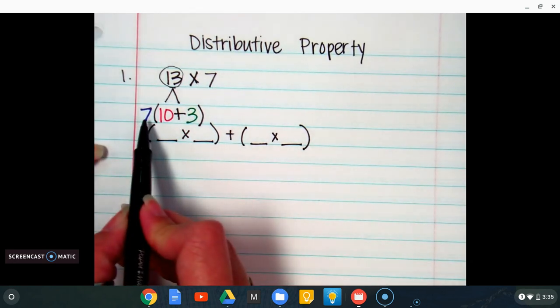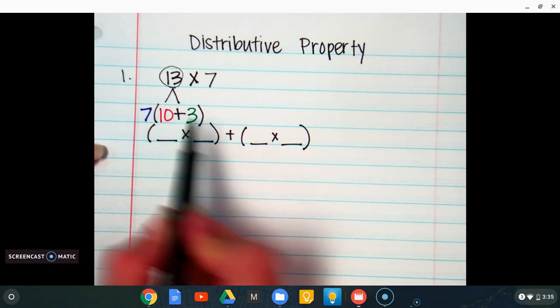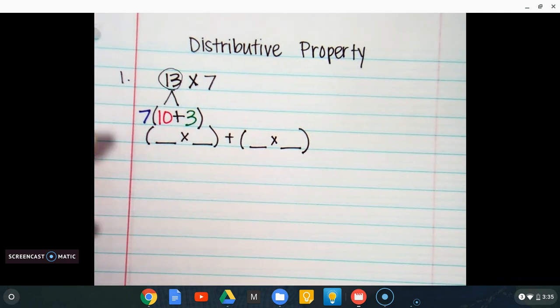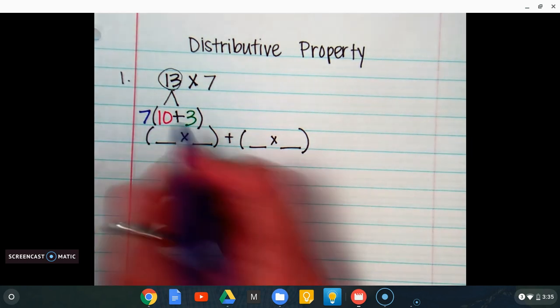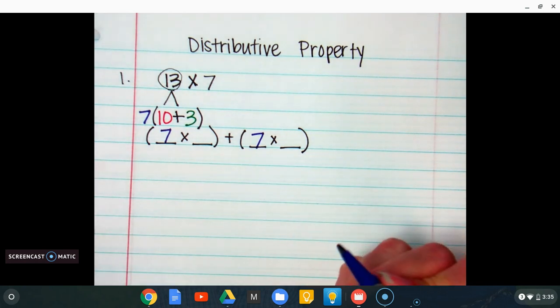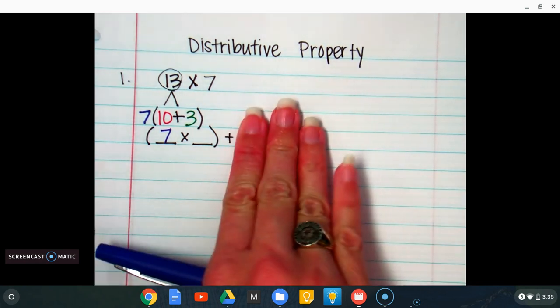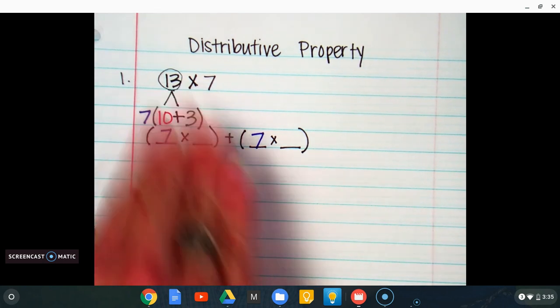So now we start with the number that we are multiplying. We know that it is 7 because that 7 is by the parentheses. So this equation says I'm going to do 7 times 10 plus 7 times 3. So the 7 needs to go in the first blank, which is why we put 7 in the first blank. This is one set of parentheses. This is the other set of parentheses.